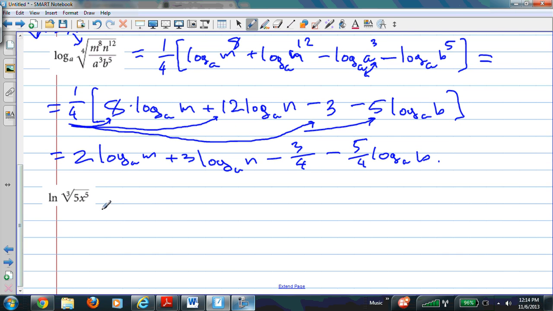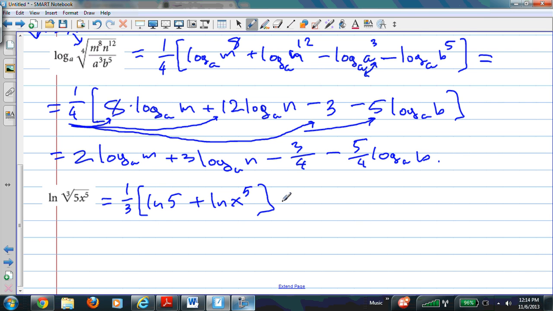Okay, here's another example. I have a natural log of a cube root. Again, as before, cube root can be interpreted as an exponent of 1/3, so 1/3 comes down. And then we can apply the product rule to split this into natural log of 5 plus natural log of x cubed. I'm sorry, of x to the power 5.